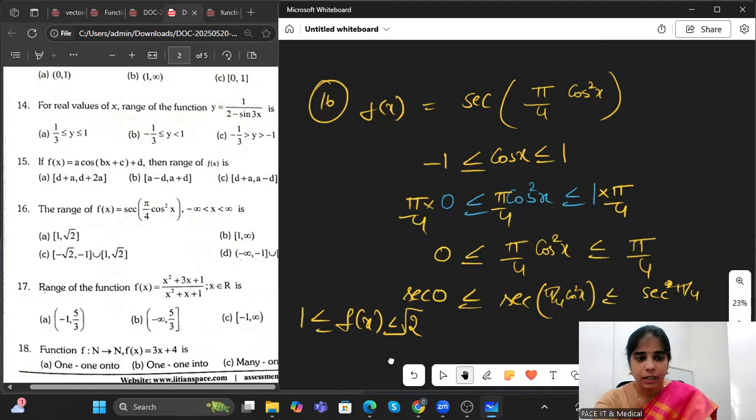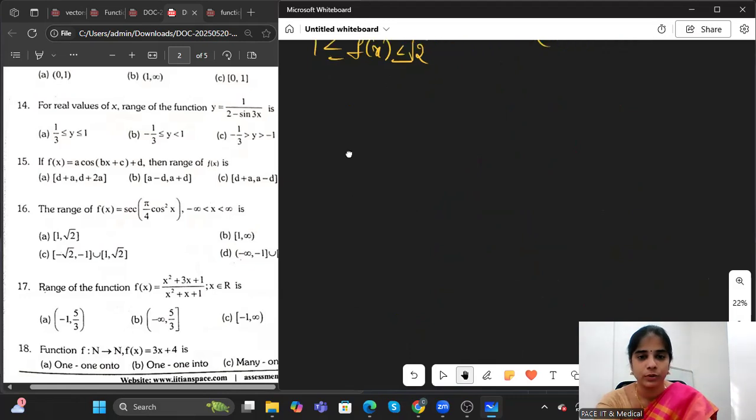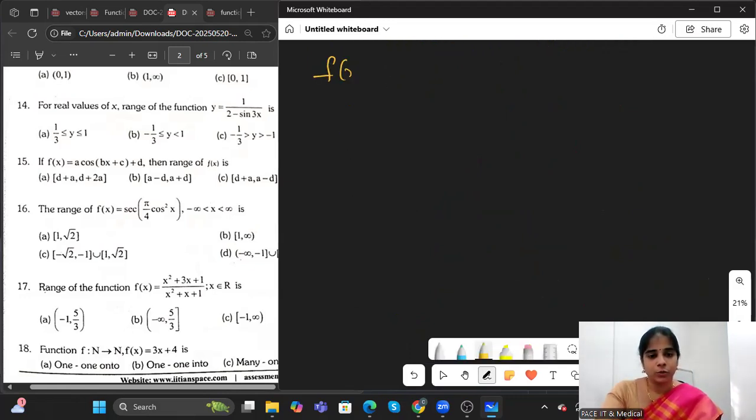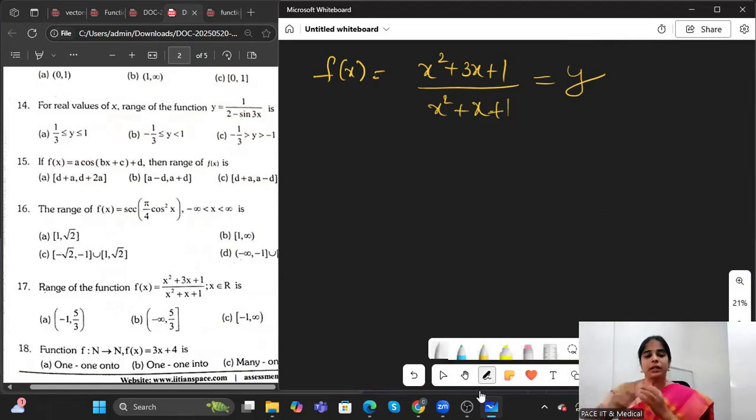Now coming to the 17th question there, what is the range of f of x equal to so and so? Right. So whenever you have such questions, this is the most important kind: x square plus 3x plus 1 upon x square plus x plus 1. Now I just equate it to y. For such type of questions, when you have some fractional form, just equate it to y.